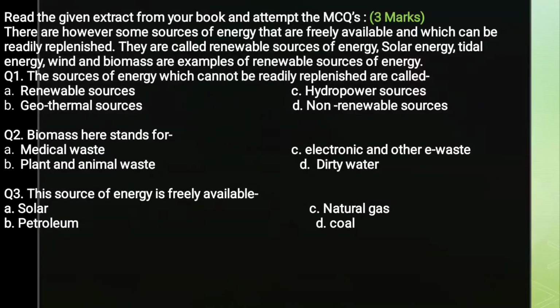Now, the first question is, the sources of energy which cannot be readily replenished are called: A. Renewable sources, B. Geothermal sources, C. Hydropower sources, and D. Non-renewable sources. So the correct answer is D, non-renewable sources. But if you read the passage, you cannot get the answer from here. So a child who has read and understood the chapter can only answer this.